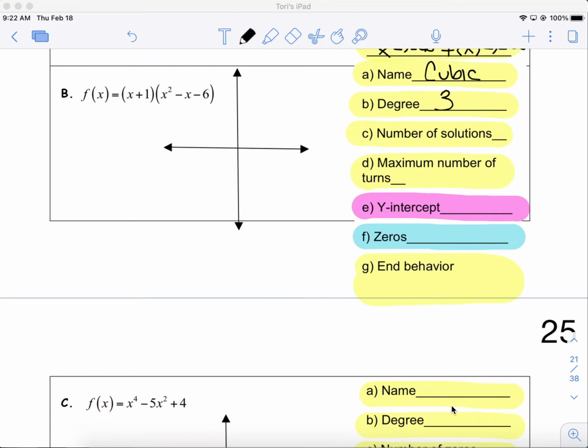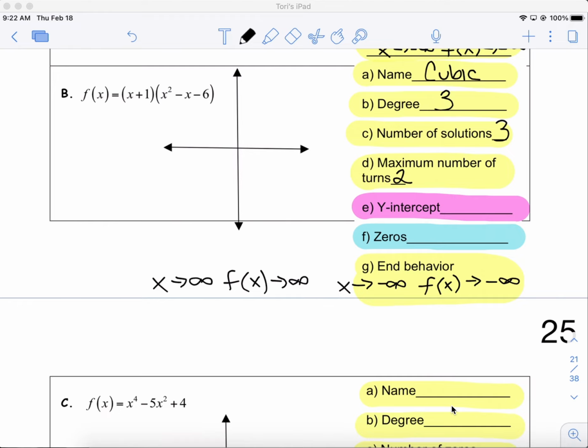I know the total solutions are going to be 3. Real or imaginary, we don't know yet. The turns is going to be 1 less than that, so 2. And the end behavior, I'm going to write it long. When x goes positive, f of x goes positive. And that's because my leading coefficients, both of these are +1s on their x's, okay? So f of x goes positive. When x goes to -infinity, f of x goes negative.